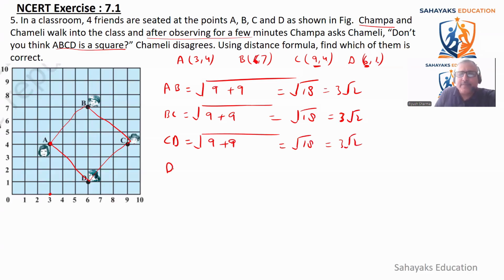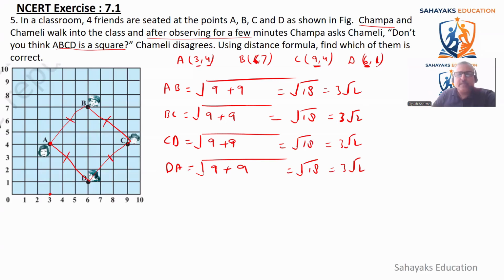Now we'll find DA. DA is 6 minus 3 again, 6 minus 3 is 3, 3 square is 9. Plus 1 minus 4 is minus 3, minus 3 square is 9. Square root 18 is equal to 3 root 2. So all the four sides are equal. This equals this equals this equals this. So all four sides are equal.